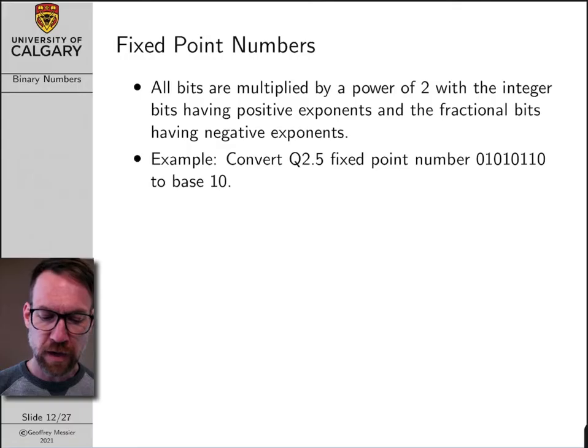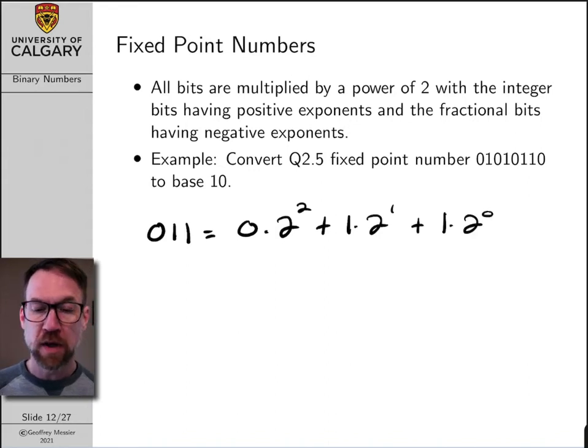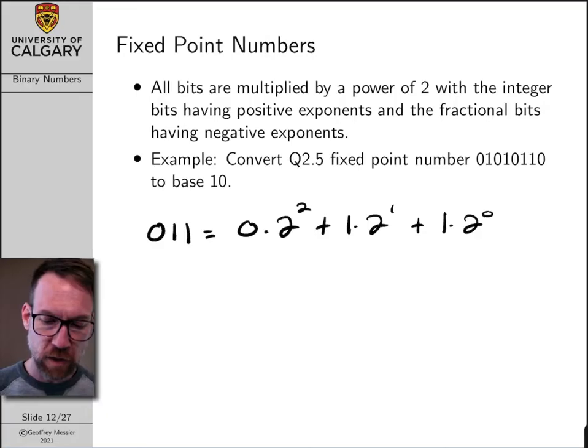For regular old unsigned numbers, for example, 011 is equal to 0 times 2 to the power of 2 plus 1 times 2 to the power of 1 plus 1 times 2 to the power of 0. Fixed point numbers are basically exactly the same, except that the bits to the right of the binary point have negative exponents. And this is most easily illustrated with an example.